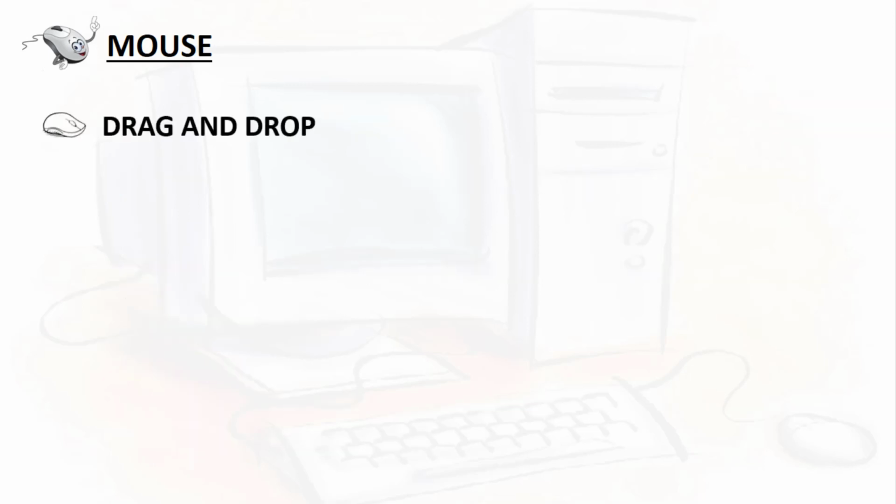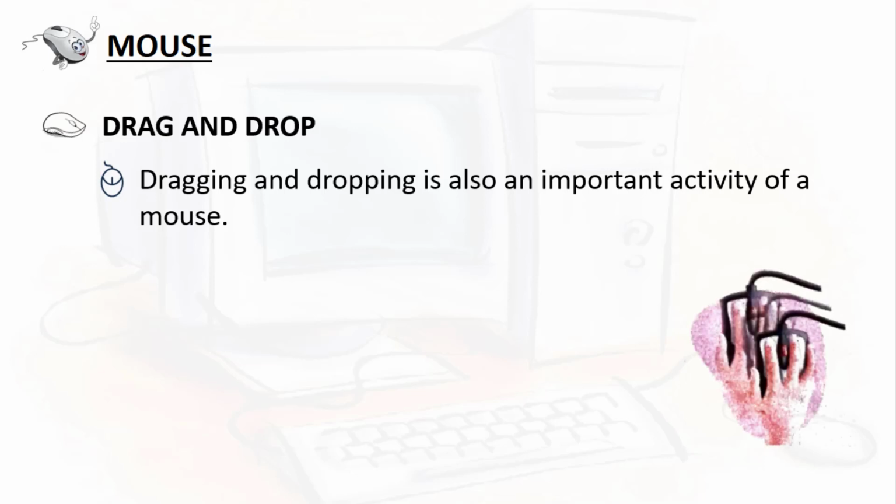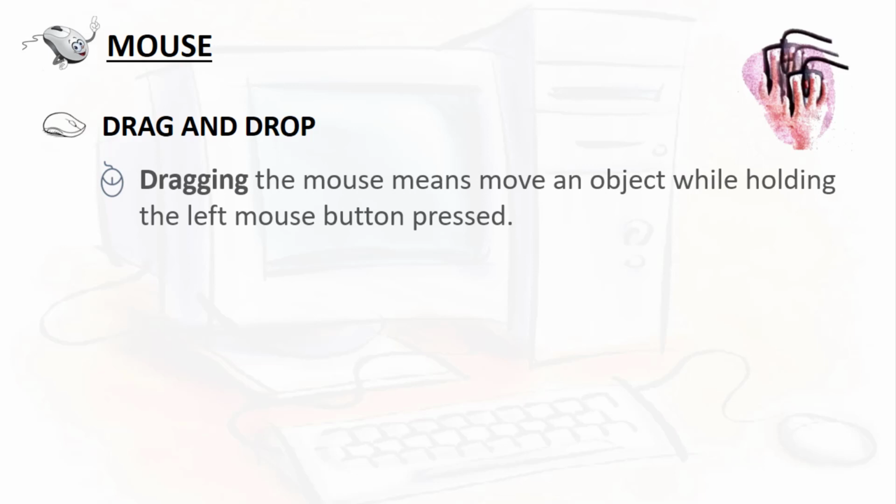Now we are going to learn about what is drag and what is drop. Dragging and dropping is also an important activity of a mouse. Whenever we are working with the computer system, this dragging and dropping process is also an important part. As you can see in the image, dragging the mouse means move an object while holding the left mouse button pressed.